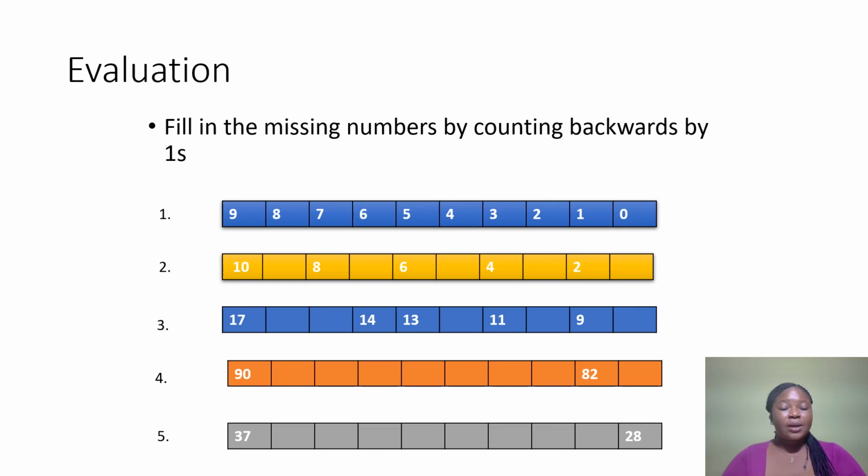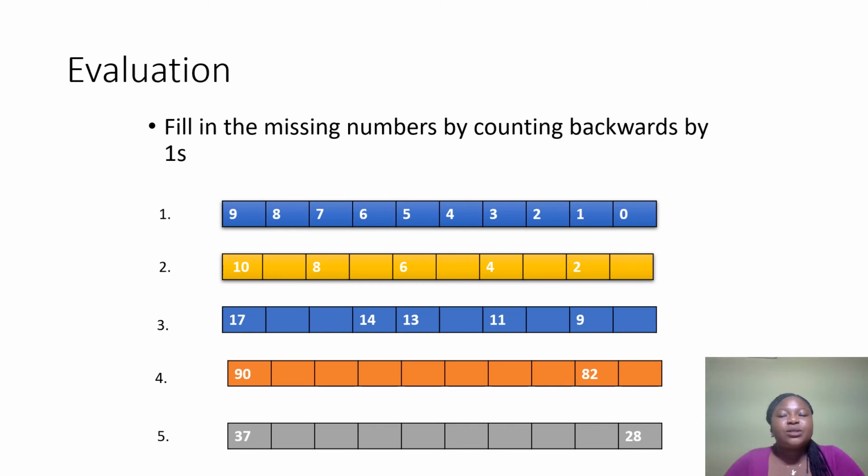By ones, okay? So the first question, we have 9, 8, 7, 6, 5, 4, 3, 2, 1, and 0. Okay, good. I did the first one for you.